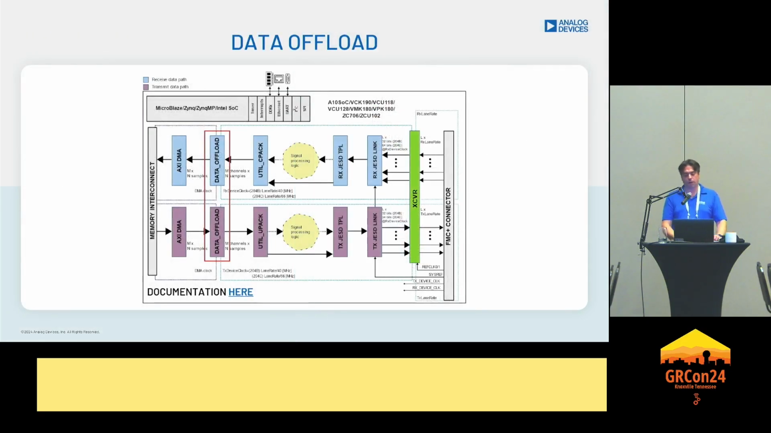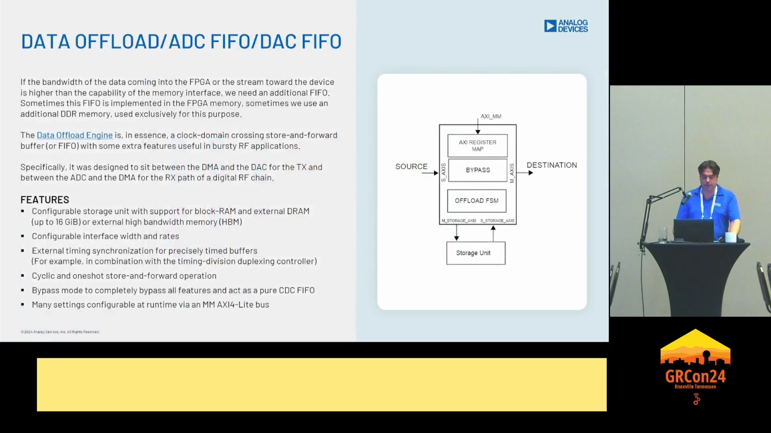The data offload engine. That is an interesting one. If the bandwidth of the data coming from the FPGA or the stream toward the device is higher than the capability of the memory interface, we need an additional FIFO. Sometimes this FIFO is implemented in the FPGA memory using BRAM, for example, and sometimes we use an additional DDR that is used exclusively for this purpose.